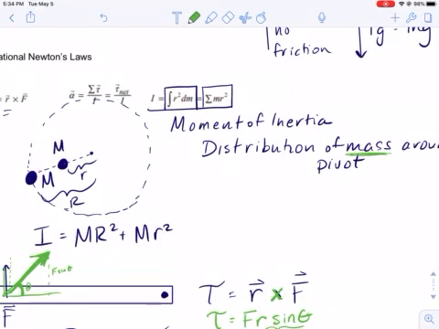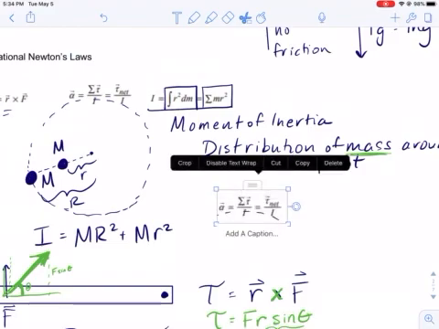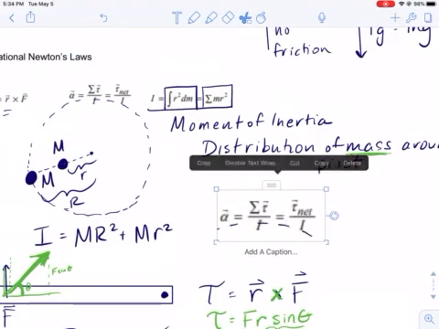Okay, moving on. Let's move on to energy, work, and power.